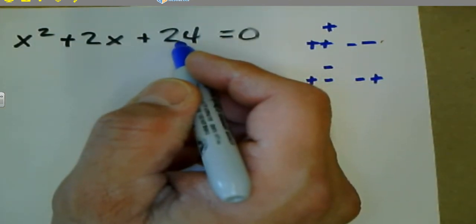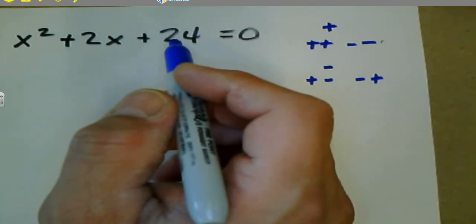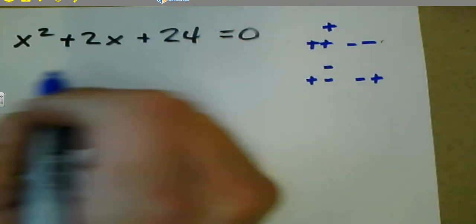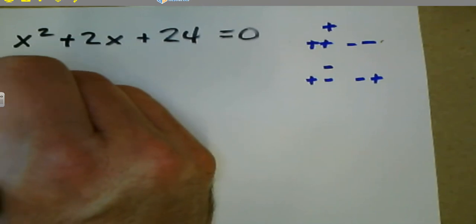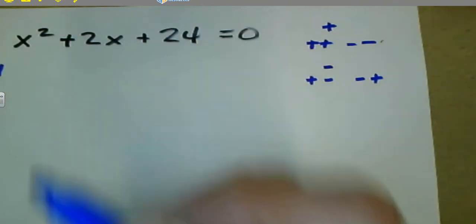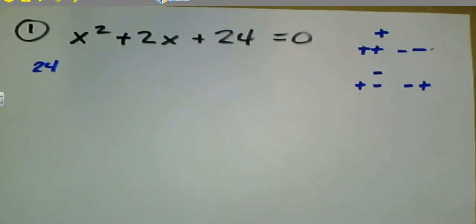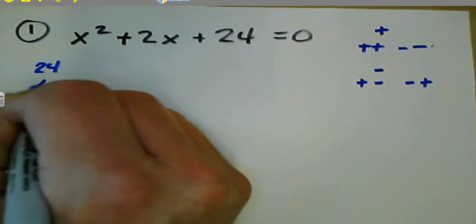So the first thing we're going to do is take that third term. We're going to take its absolute value. If it's a negative 24, don't put negative 24 over here. We're just looking at 24. We're just splitting it apart.